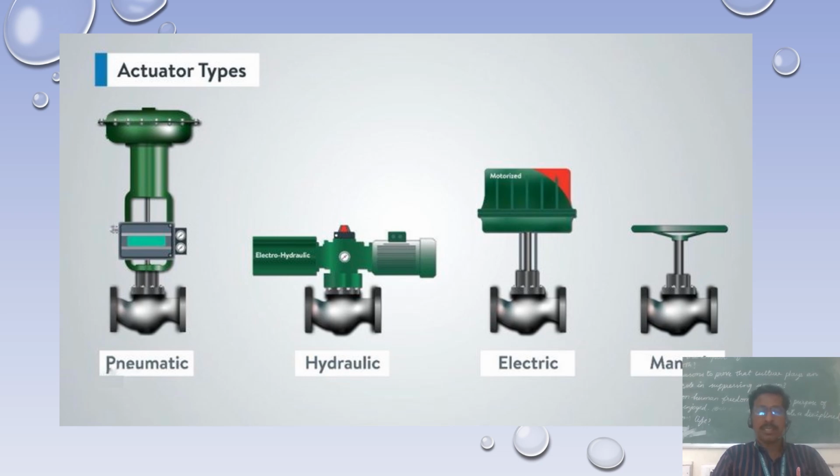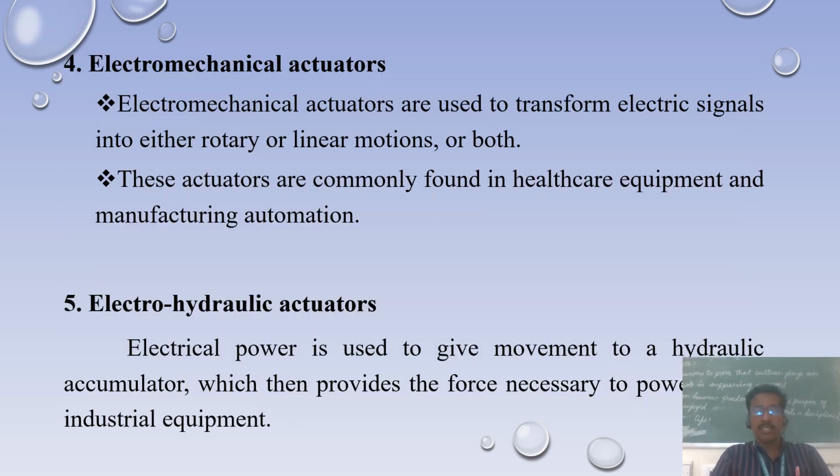These are some example pictures of actuators: pneumatic, hydraulic, electric and manual actuators. When we rotate the wheel like this, it creates an action at the two ends. There are more than these three different types of actuators.